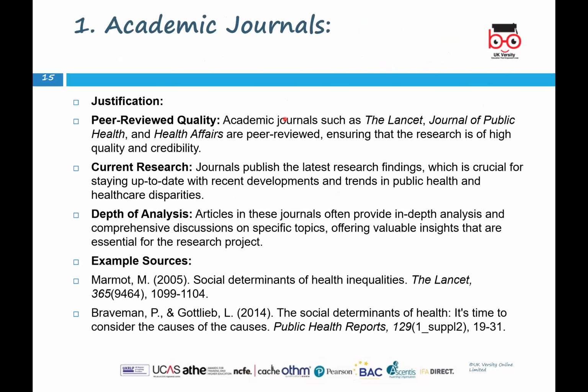So for instance, if you want to use academic journals, they give you current research. They're peer reviewed. As I said, they have been reviewed by several other researchers so that they ensure that the research is of high quality and credibility. When you go through this rigorous process of peer reviewing, that means that you have taken into consideration the opinions of other experts also. And then there's current research, where journals publish the latest research findings, which is crucial for staying up to date with recent developments and trends in public health and healthcare disparities.